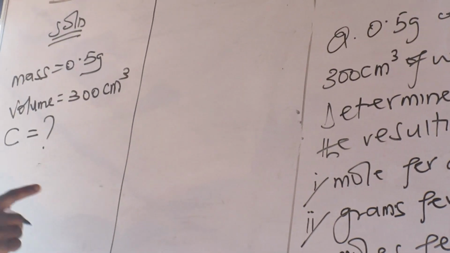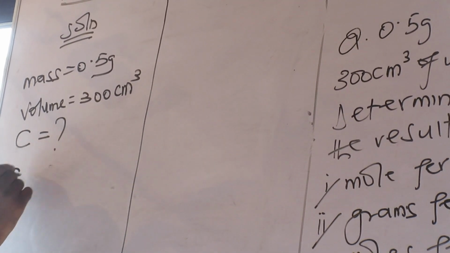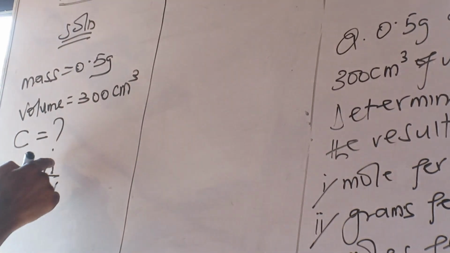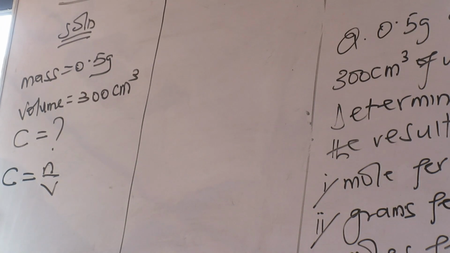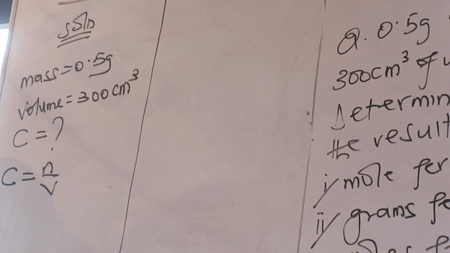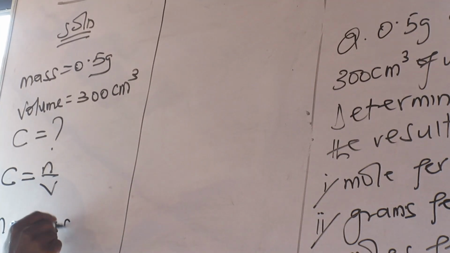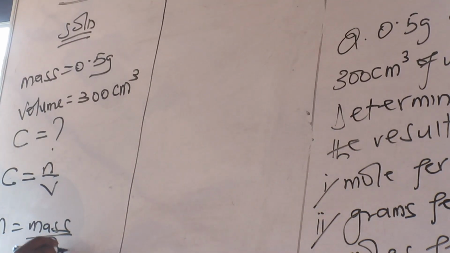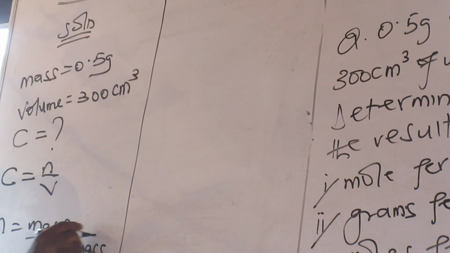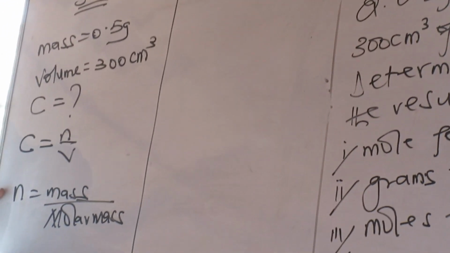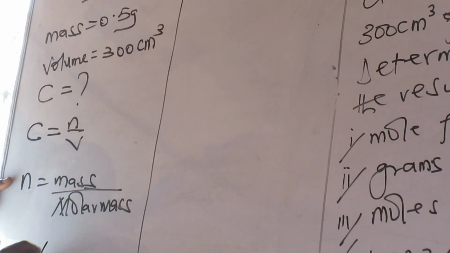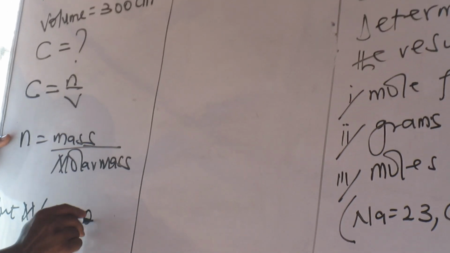So I know that I have C equals N over V. This is my formula. I don't know my number of moles, so I have to go look for the number of moles from that which I taught you, right? So you have number of moles equals mass over what? Molar mass. Now I have to look for the molar mass, right? Molar mass of what? Sodium carbonate.